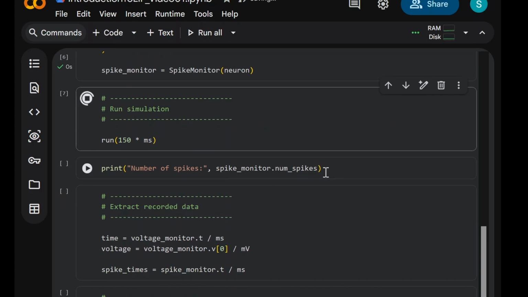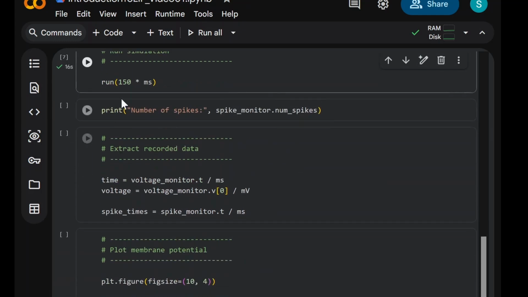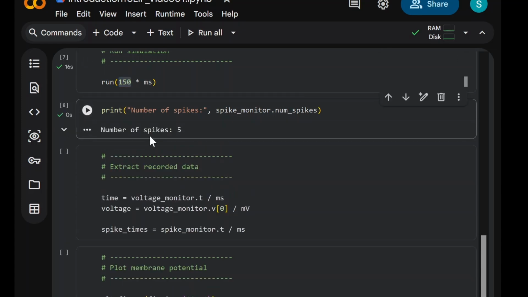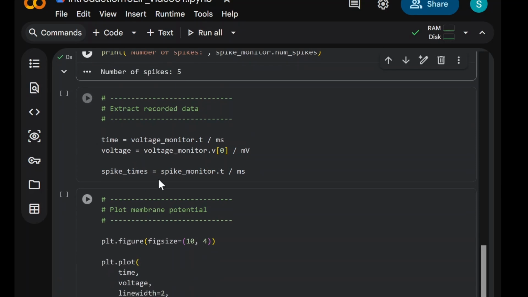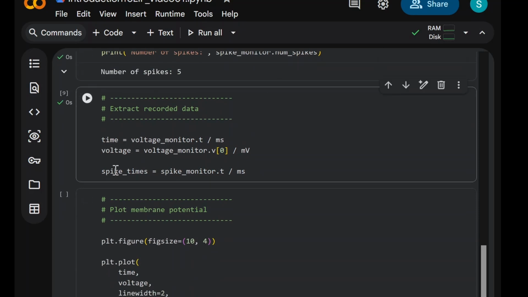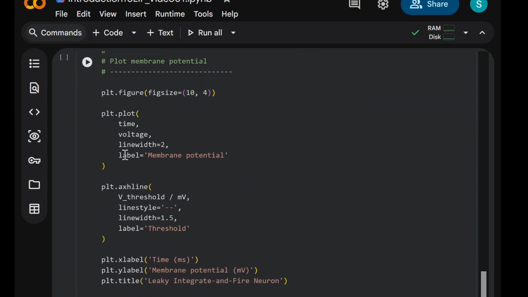So our neuron is getting some sort of input. Membrane potential is rising, maybe touching the threshold. A spike is happening. So this one will allow us to see how many spikes happen in this particular time slot. So we had 5 spikes, right? This way I can extract all the values. So we have time, voltage, and spike time. So let's plot this.